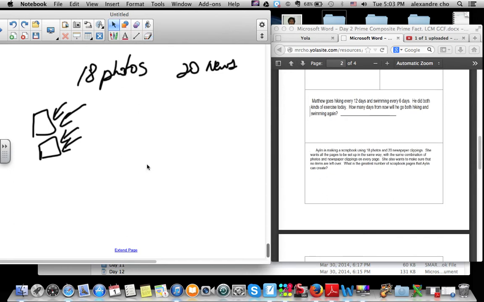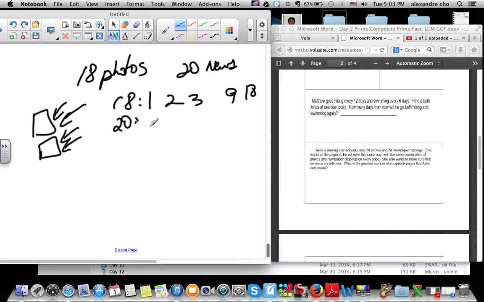Well, your hint here is greatest. The moment the question said greatest number, you know you have to do GCF. So let's see how this works. GCF between 18 and 20. These are small numbers that I can list my factors. 1 and 18, 2 yes, 2 and 9, 3 yes, 3 and 6, and that's it.